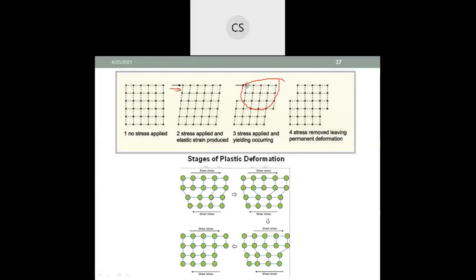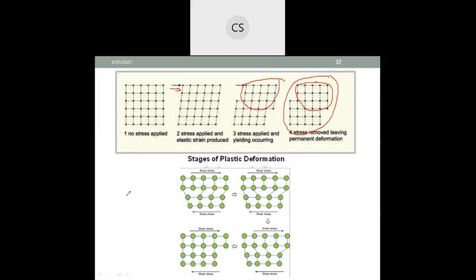Slipping. If you remove the force, this is the status. So this deformation is permanent. This deformation is permanent deformation, plastic deformation. It will not regain. Only that orientation, inclination change, that is regained. Okay, this is what is exactly ideal.